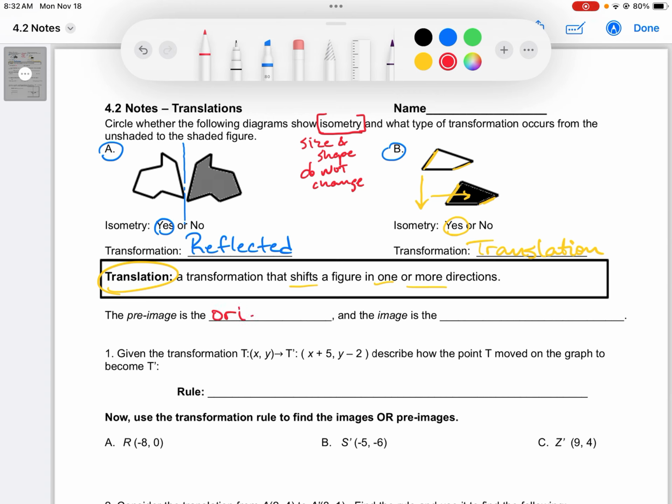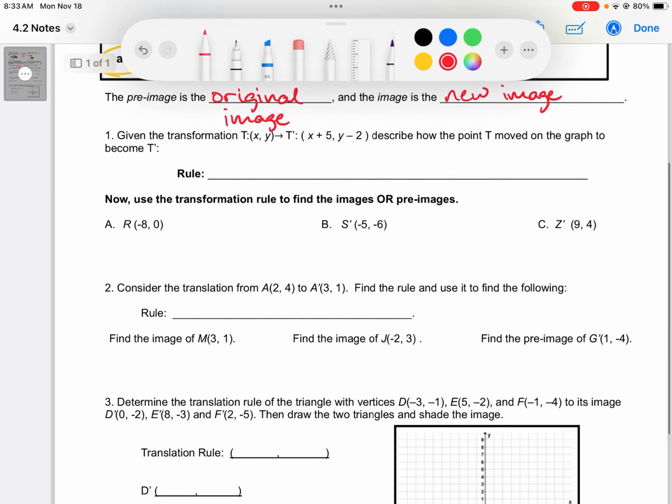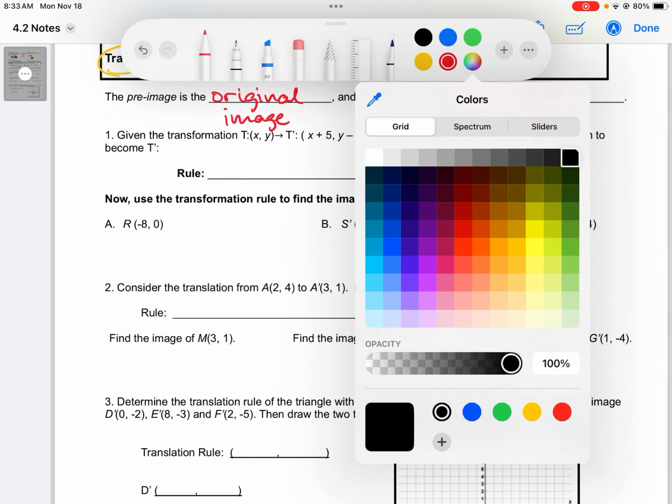And so while we're shifting these figures around, we have a pre-image, and that's our original image. All right, that's our pre-image. So up here, it's the ones that I'm shading red right now. Those are the pre-image, and then the darker shaded ones are our images, and that's our new image after you've applied any changes that you're making.